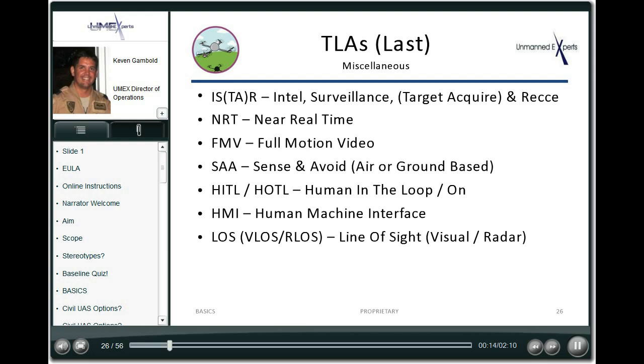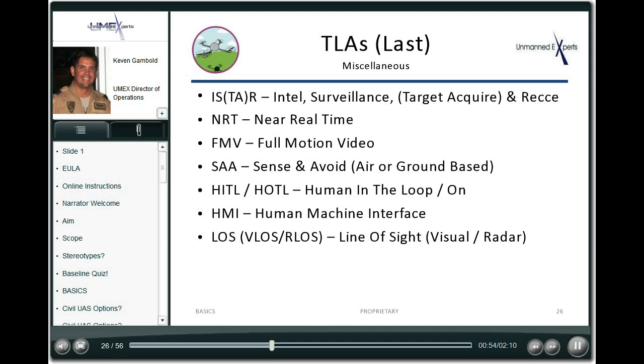ISR is Intel Surveillance and Reconnaissance. ISTAR includes target acquisition, and we'll see this is one of the primary roles of any UAV, so you hear it an awful lot. As well as near real time, and this is effectively what differentiates picture-taking aircraft and missions from UAVs, which can beam the information down to you immediately. So in near real time, you will see exactly what's going on. And of course, UAVs specialize in full motion video rather than still photos for the most part. So FMV is something you'll also hear.